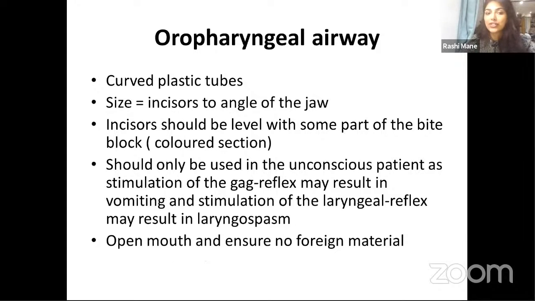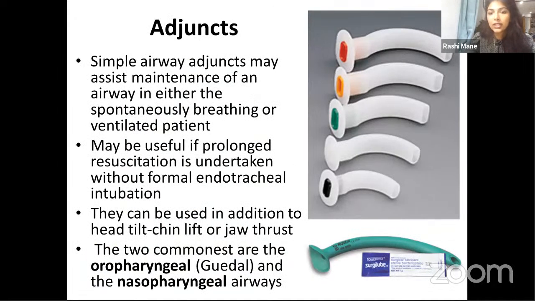So these are those curved tubes, and the way to remember how to size them is heart to heart. So you go from the angle of the jaw to your top incisors, and you measure it that way. So you want this part to be in front of your teeth, so you're biting down on that.